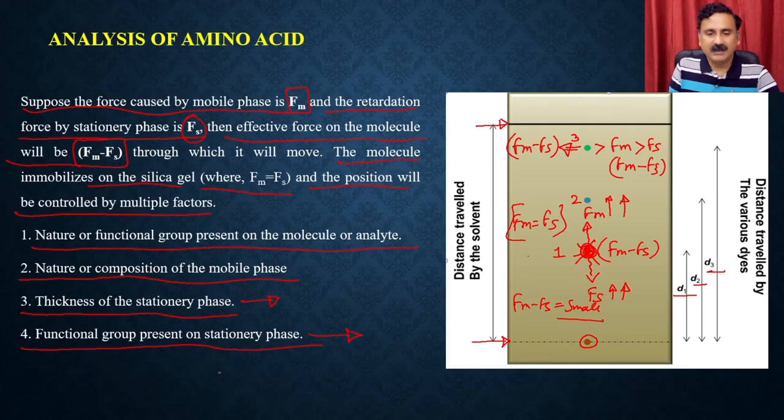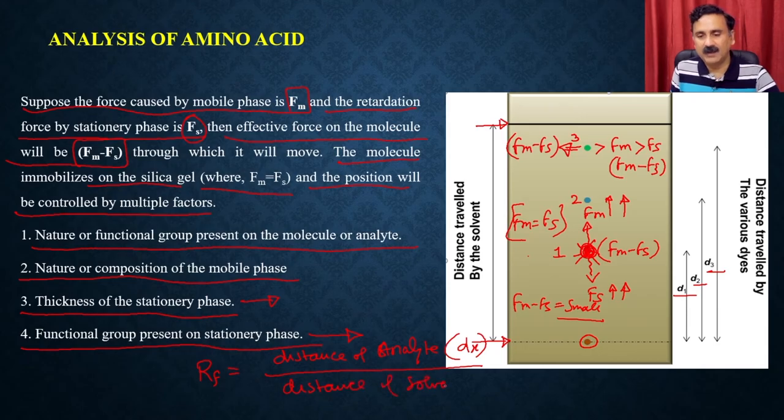So what I can do is calculate the RF values, and the formula for the RF value is the distance of the analyte spot, so DX, divided by the distance of the solvent, DS. And this is going to be fractional. So the maximum RF possible is 1, and it's going to be a fraction of 1, right? Because this is a ratio.